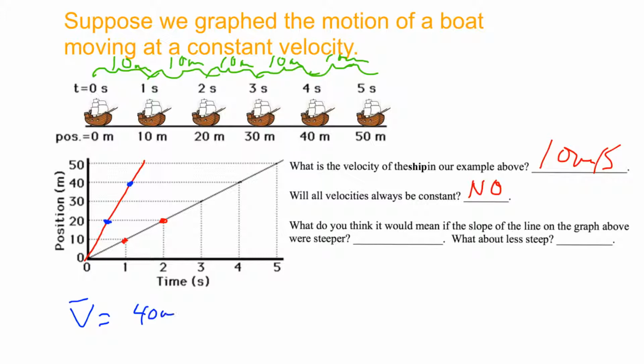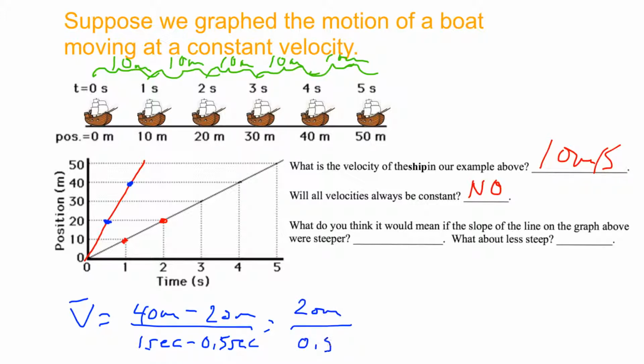40 meters minus 20 meters over, that looks to be about 1 second, minus, at this position, it looks to be about a half a second. Alright, so 40 minus 20 is 20, and 1 minus a half is a half, and 20 divided by 0.5 is 40 meters per second.